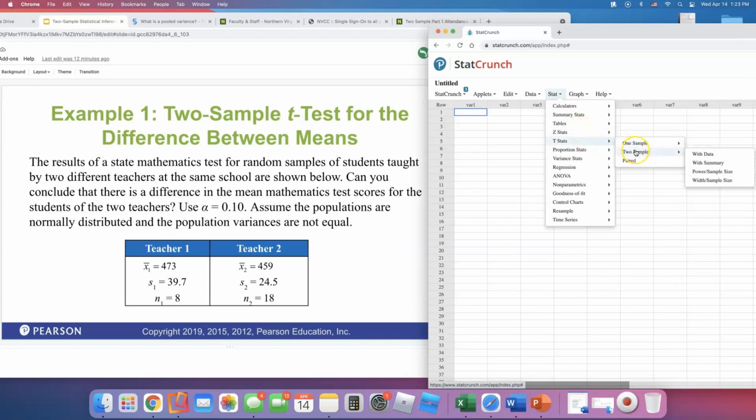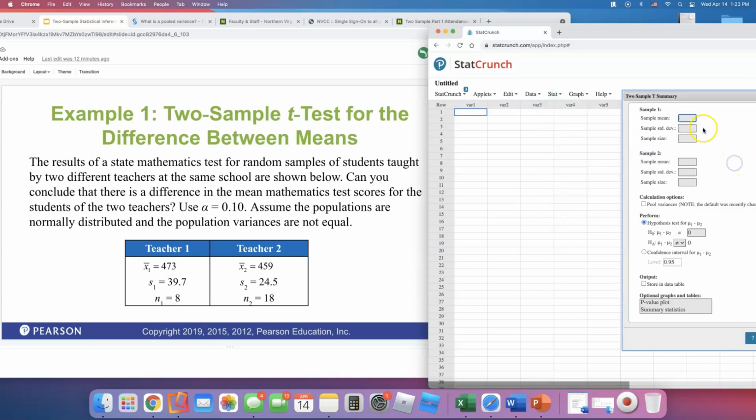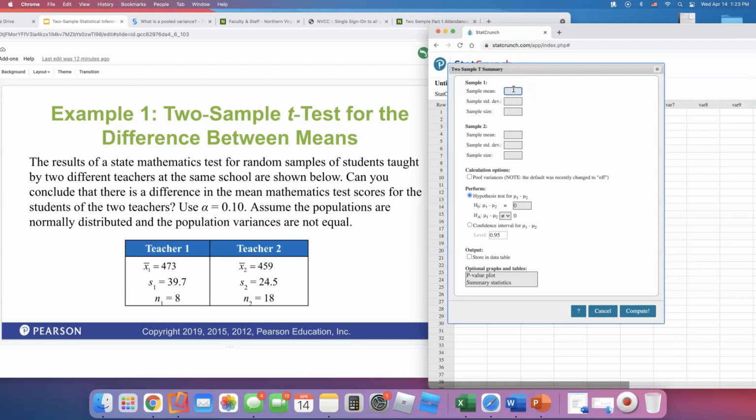I am going to go to T-test, 2 sample, and click on with summary. Okay, that's where you go. And on this screen, let's enter teacher 1's information in sample 1. The sample mean was 473. The standard deviation is 39.7. Sample size is 8. She had a smaller sample. Sample mean for teacher number 2 is 459. The sample standard deviation, remember this is not population standard deviation. This is not little lowercase sigma. This is lowercase s, 24.5. And the sample size is 18.